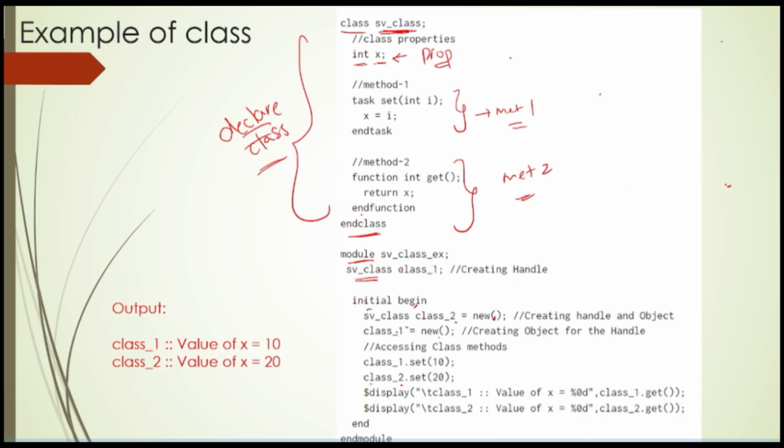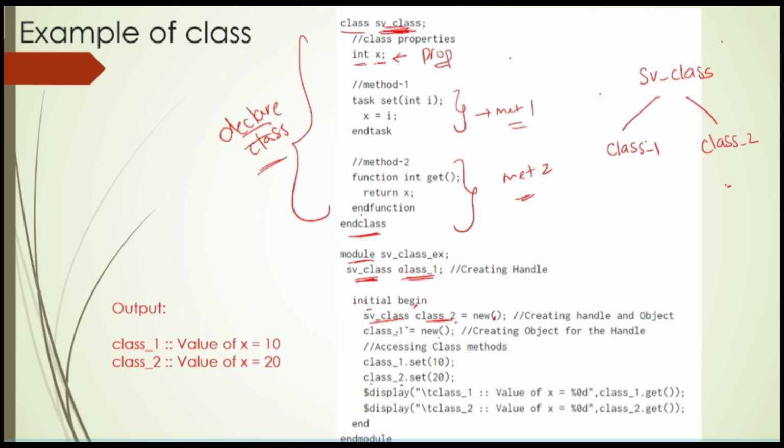So if you see here, this is my particular class, and I am creating the handle class 1. Basically I have created a class named sv class, and for this I am creating the handle class 1. Along with this, I have created another handle also. So for the same class I am creating two handles.